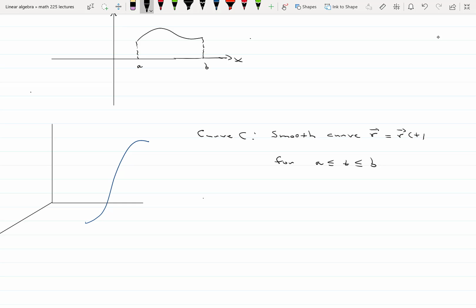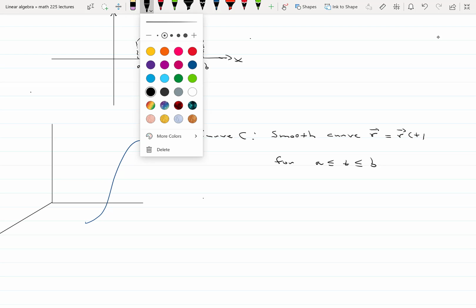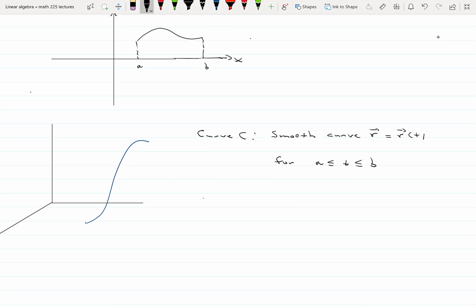In any case, I'm going to draw the initial position and final position vectors for this curve. So I'll stay in black. Here's r of a.